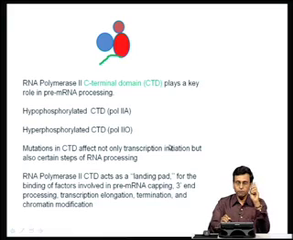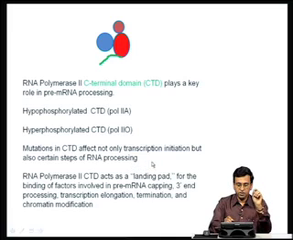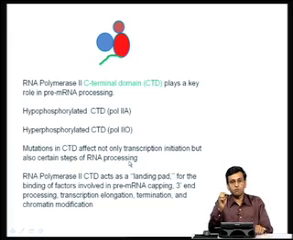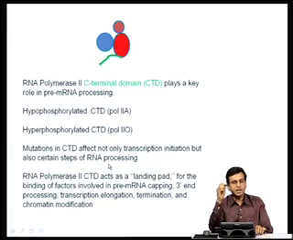Now, a very important observation that was made is that when you make mutations in this C-terminal domain of RNA polymerase, especially in those residues which undergo phosphorylation, these mutations affect not only transcription initiation, but they also affect certain steps of RNA processing. This was a very important observation, which clearly indicated that the C-terminal domain of RNA polymerase has a role not only in transcription initiation, but may also play a very important role in other post-transcriptional, co-transcriptional events as well.